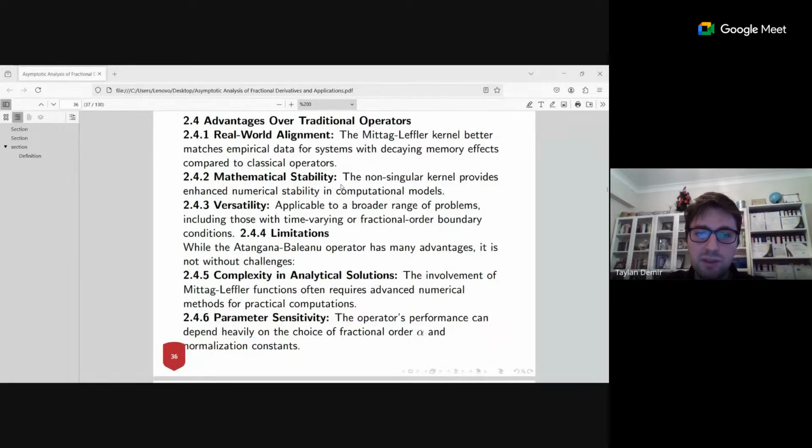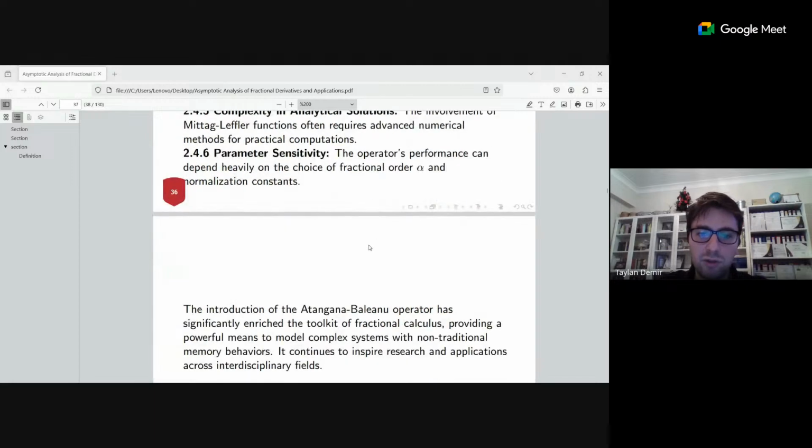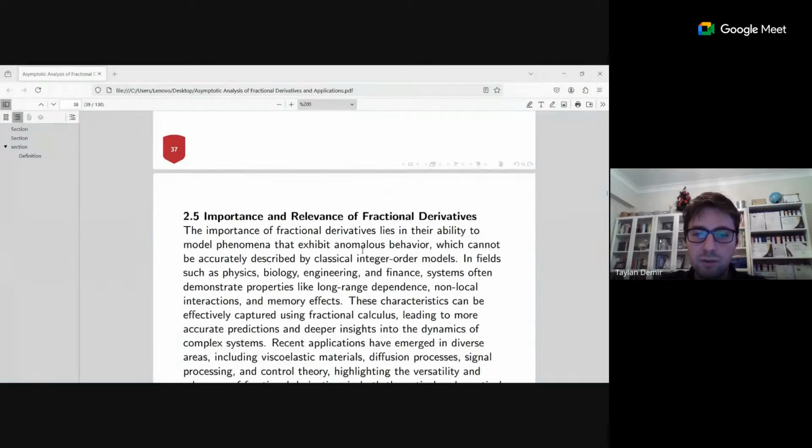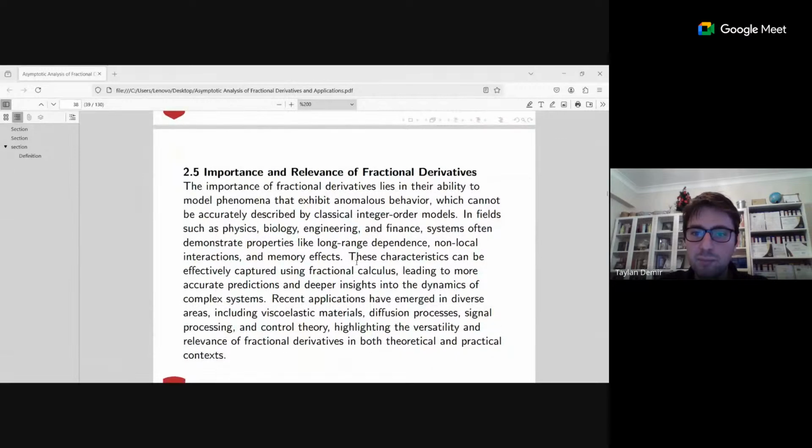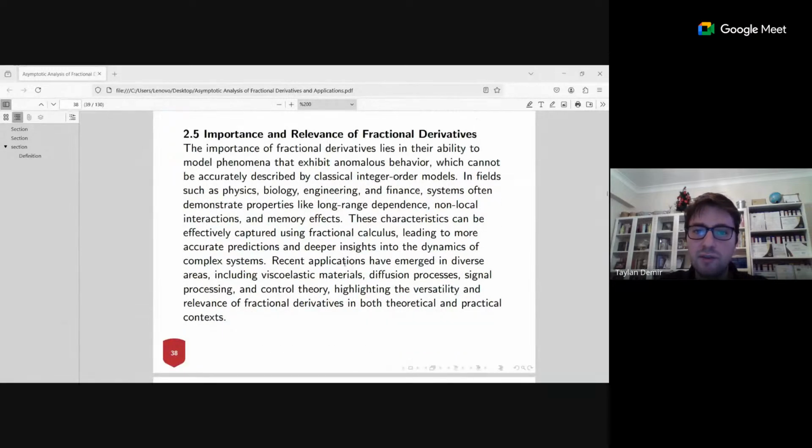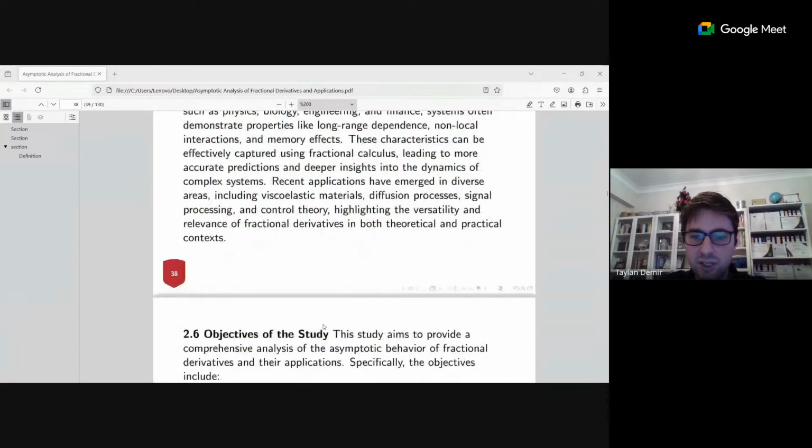Real-world alignment, mathematical stability, versatility, limitations, and complexity in analytical solutions and parameter sensitivity are the key advantages over other traditional operators such as the Caputo and Riemann-Liouville operators. The importance and relevance of fractional derivatives are related to my presentation.